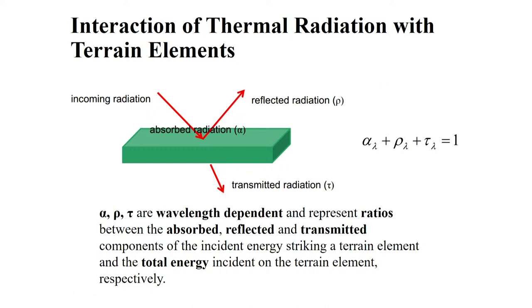Similarly, when the absorbed portion of the energy is divided by the incoming radiation, that is known as the absorbance. And similarly, the transmittance is the capability of the surface to transmit the electromagnetic energy or the incoming radiation. When the transmitted radiation is divided by the incoming radiation, that becomes the transmittance. Now it means that the sum of absorbance, reflectance, and transmittance will be equal to 1. So here we can see that transmittance plus reflectance plus absorbance is equal to 1.